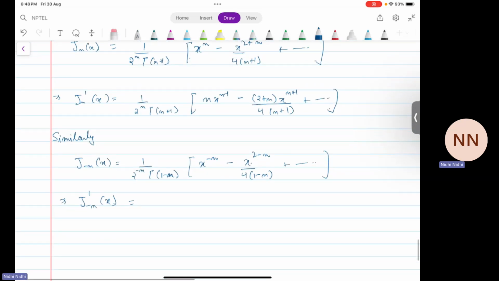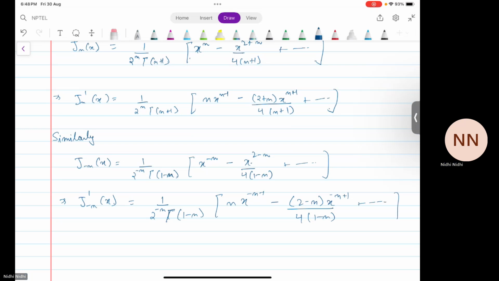So from here we'll get J_{-n}'(x) equals 1 over 2^(-n) Gamma(1-n) times (-n) x^(-n-1) minus (2-n) x^(-n+1) over 4(1-n), and so on.